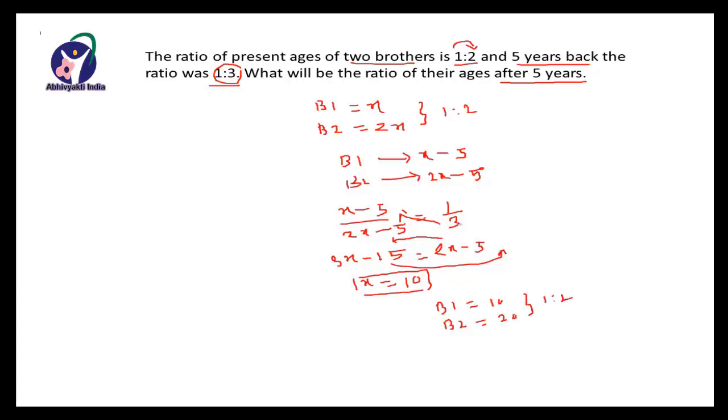Now here it is asked: what will be the ratio of their ages after 5 years? So their ages after 5 years will be 15 and 25. This will become 15 after 5 years, and this will become 25 after 5 years. So their ratio will be 15 by 25. 5 3s are 15 and 5 5s are 25. So the ratio after 5 years will be 3:5.